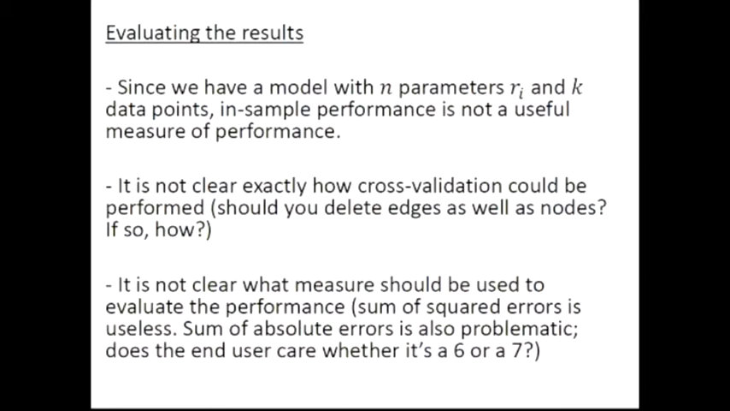Importantly, we also want to think about how we should evaluate the performance of our imputation method anyway. Like, is a 6 as good as a 7 or not? Sum of squared errors isn't very useful as a measure of how well it performs, because if you square the error, everything is going to come out to be a 5, basically, because you're only looking at values between 0 and 10. And sum of absolute errors is problematic for other reasons. Also, maybe the end user doesn't even care. They might just categorize things as small, medium, or big. They might not care where it is on a scale from 0 to 10. So you have to think about that as well.